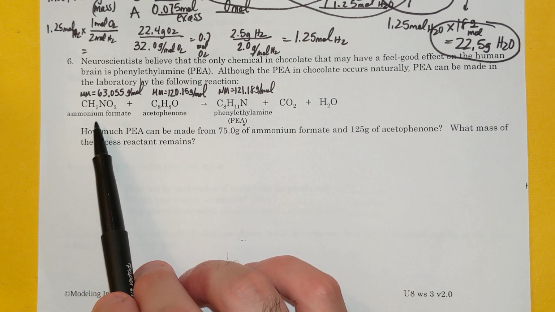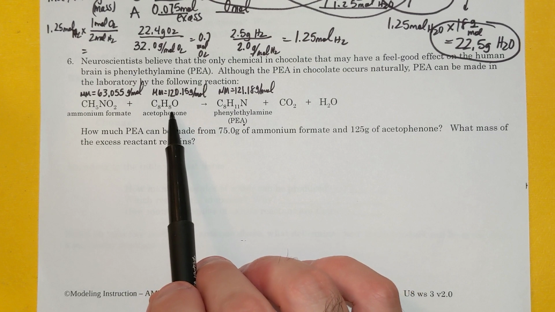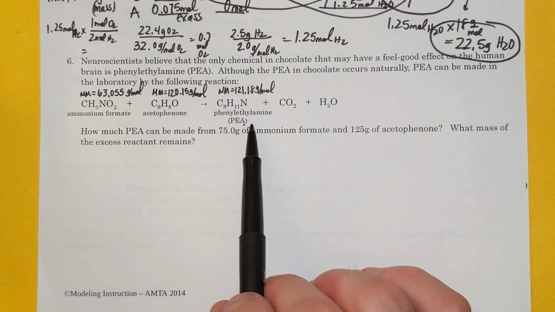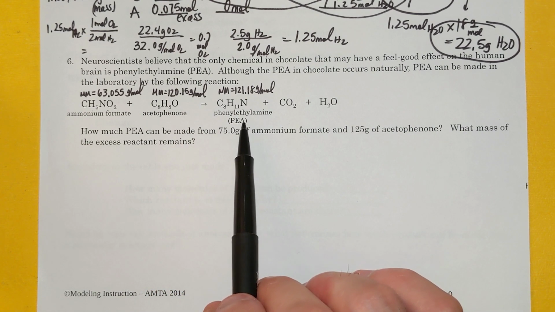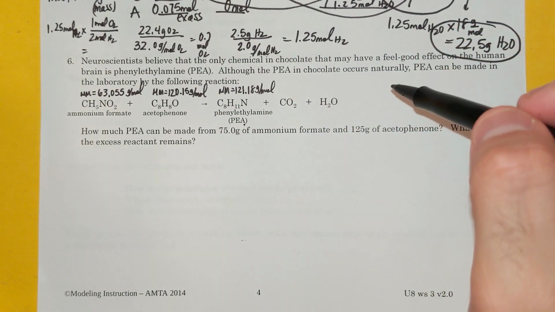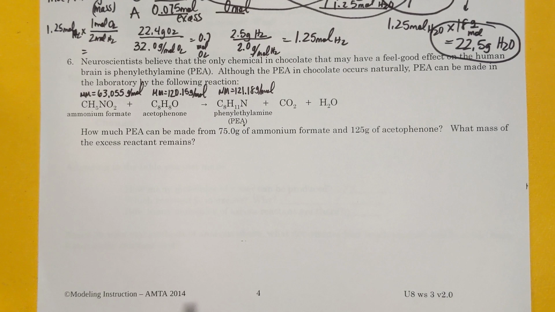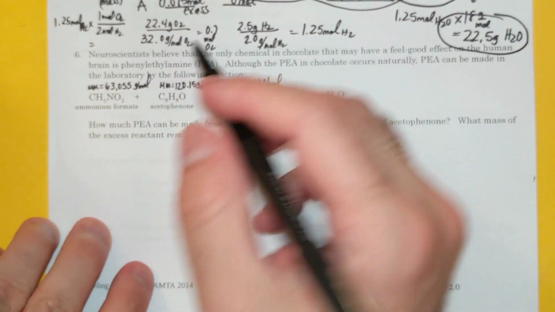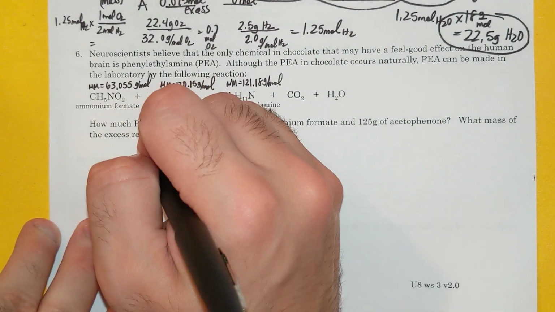If I have 1 mole of ammonium formate and I react it with 1 mole of acetophenone, I'll get 1 mole of phenylethylamine, carbon dioxide, and water. And let's just work under the assumption that this equation is balanced, and I'm going to say that it is. Okay, so the equation is balanced. Everything is a 1-to-1 mole ratio. I also put the molar masses if you want. I'm going to rewrite it.